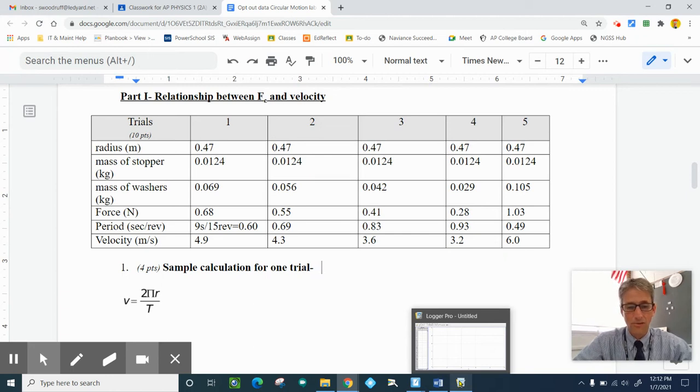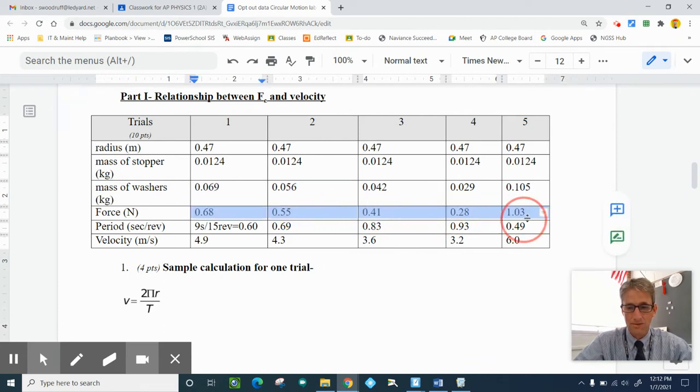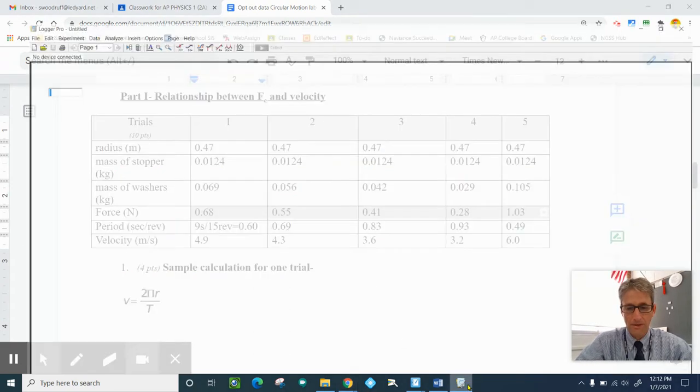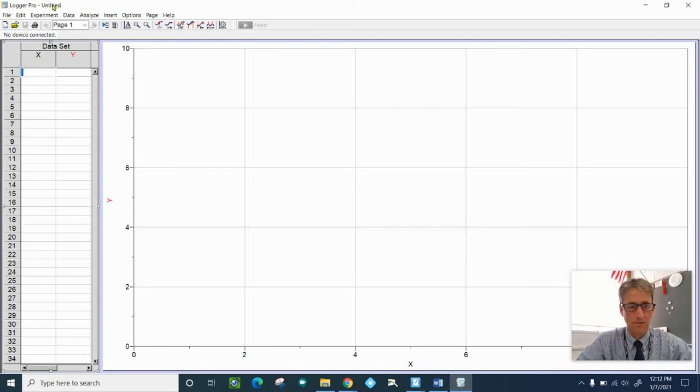So I'm going to open that up. Actually, before I do that, though, I already know I'm going to plot the forces. So I'm going to highlight my forces right here. Copy those. I'm going to open up my graphical analysis program, Logger Pro. And I want the force on my y-axis so that my y equals mx plus b matches up with the standard equation better.